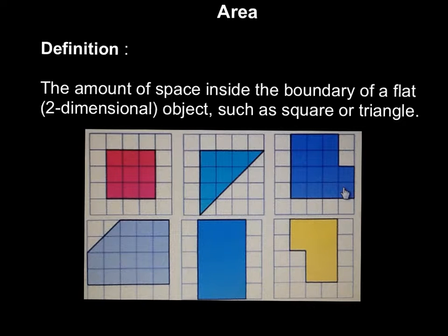So as a start, you need to understand we are learning area, and area is defined as the amount of space in the boundary of a flat two-dimensional object. Two-dimensional means you have the length and the breadth of the object, such as a square or a triangle, which is flat. So the amount of space refers to the space that I shade here. So area refers to the amount of space within this boundary of the two-dimensional object, which is flat, like the paper.